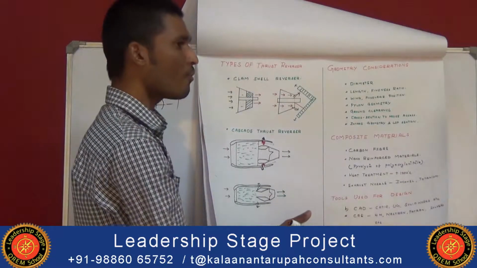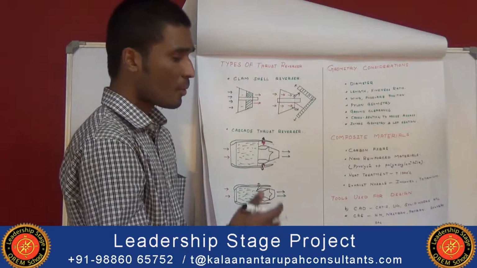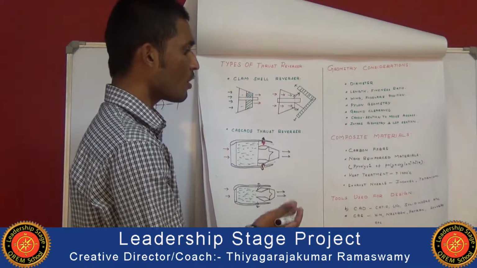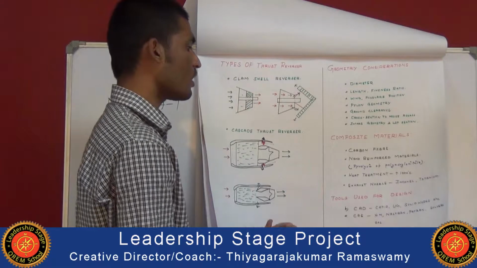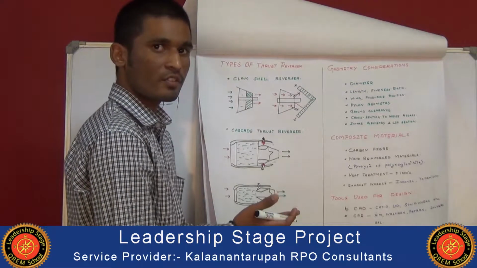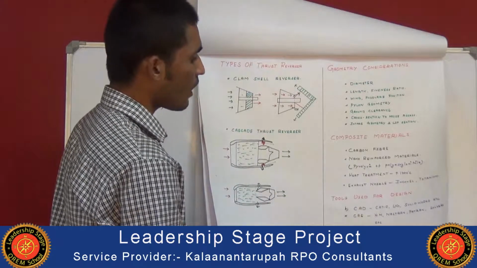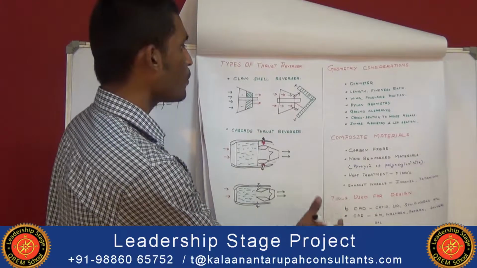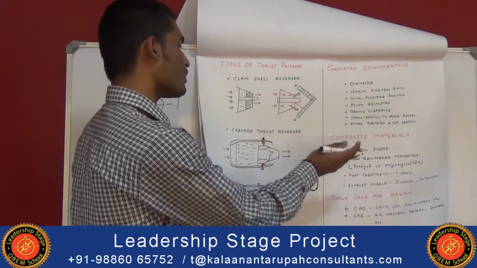Next one is exhaust nozzle, that is the nozzle of the nozzle section. Exhaust nozzle is made up of extreme high temperature material like Inconel 600 and titanium materials, so it can withstand the high temperature as well as the high load. So these are the composite materials used for designing the nozzle structure.